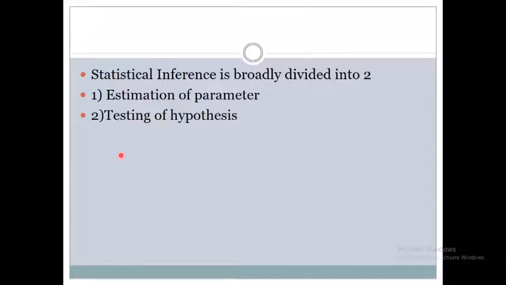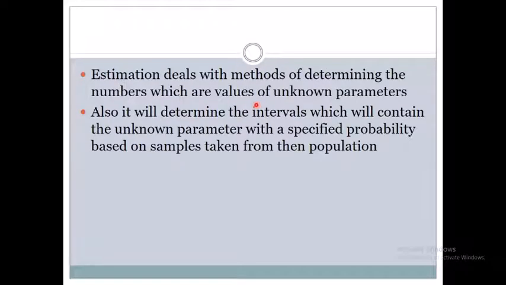So statistical inference is broadly classified into two: estimation of parameters and testing of hypothesis. In this chapter we will be dealing with the first part, that is, estimation of parameters. Estimation deals with the methods of determining values or numbers of the unknown parameters, as well as with the determination of the intervals in which these unknown parameters lie, with a specified probability, based on samples taken from the population.